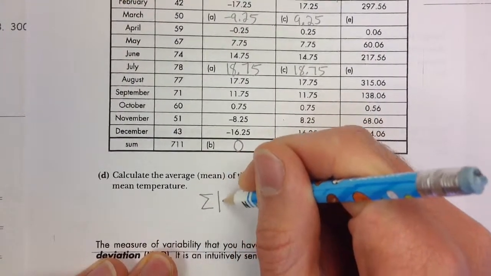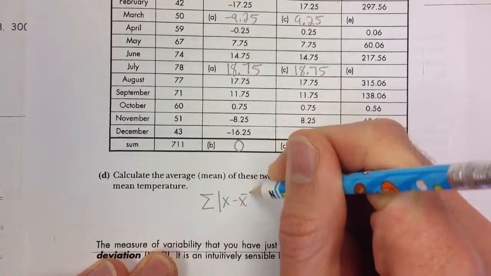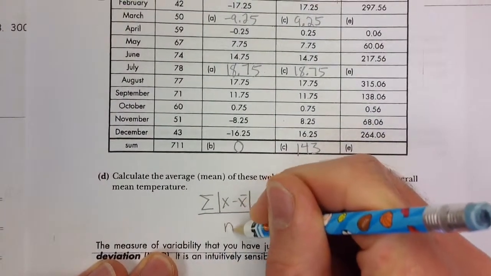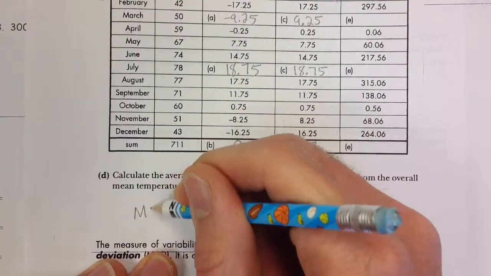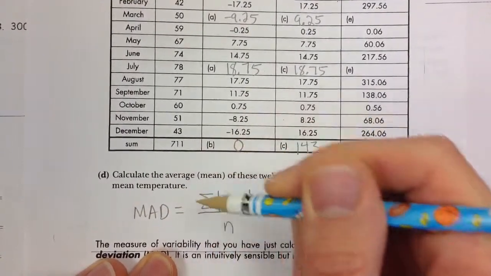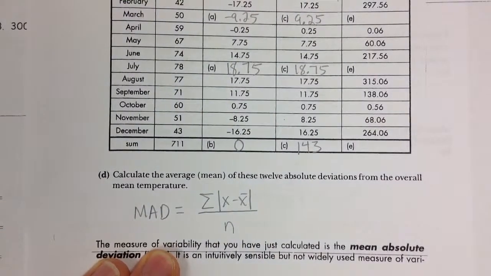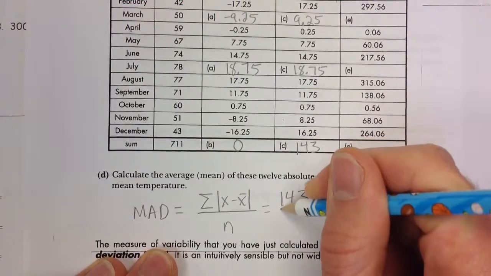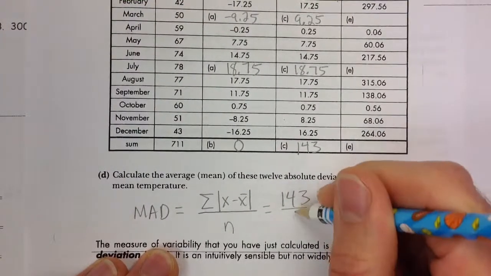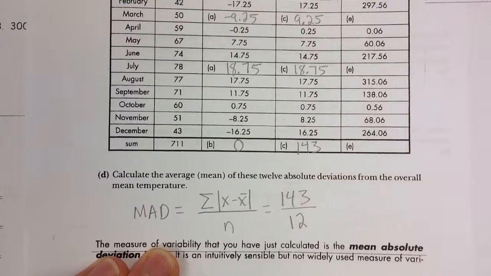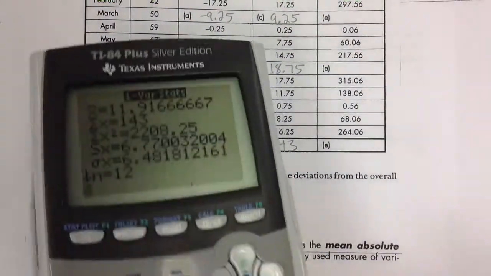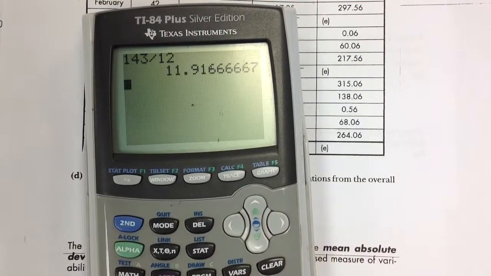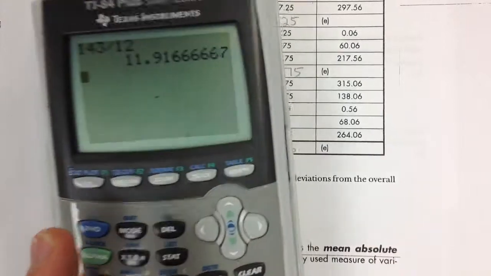So sigma, absolute value, x minus x bar, absolute value, all over n. This is what's called MAD, or AAD, mean absolute deviation, or average absolute deviation. We have the sum, it's 143. How many months are there in a year? 1,000, no, 12. So 143 over 12 is 11.9, approximately.